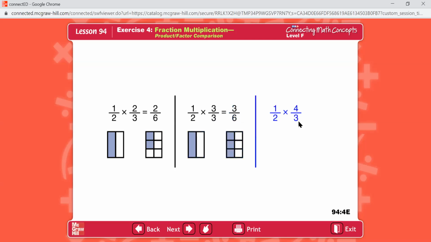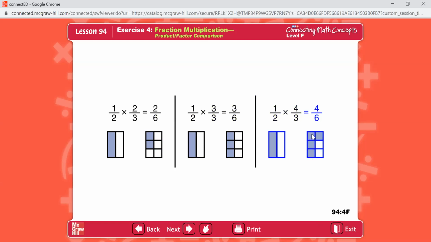Here's another example. 1/2 times 4/3. Is 4/3 more than 1, less than 1, or equal to 1? 4/3 is more than 1 because it's a top-heavy fraction. So will we end up with more than half or less than half? We're going to end up with a fraction that is greater than 1/2. What is our answer when you multiply straight across? Our answer is going to be 4/6. And here's what that looks like.